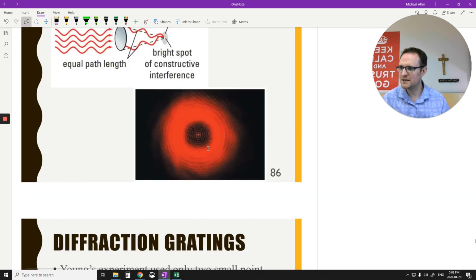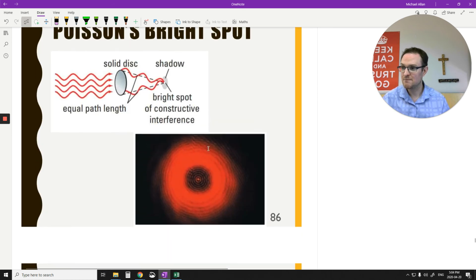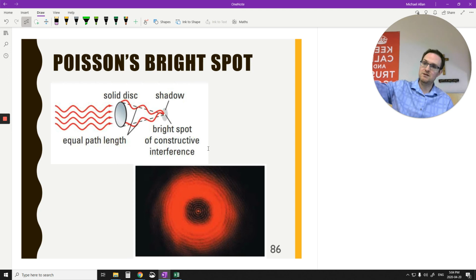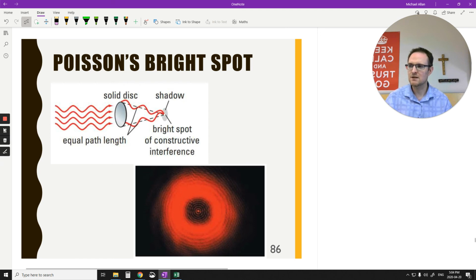Okay, in the next lesson, we're going to be talking about diffraction gratings. There's only one thing about diffraction gratings. They use the exact same formula as the 2-slit experiments, but they tell us some other different types of information. We'll talk about that in the next video.